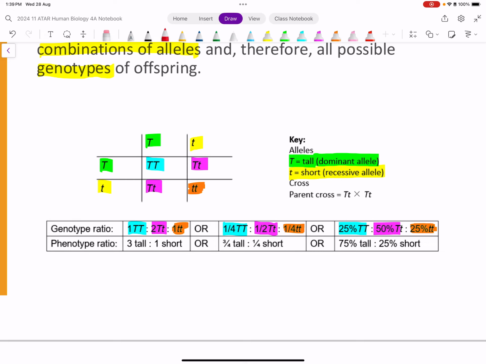Now, our genotype is, well, our alleles. Our phenotype, on the other hand, is what is shown, what is displayed. So when we look at our genotypes and we look at these different ratios, we can see that we end up with 3 tall to 1 short plant. We end up with 3 out of 4 tall to 1 out of 4 short, or 75% tall to 25% short. Using the percentage technique, we know that every square in our Punnett square is going to be weighted at 25% each time.